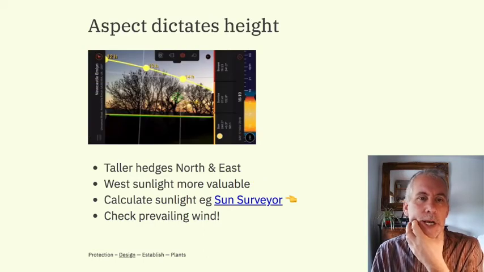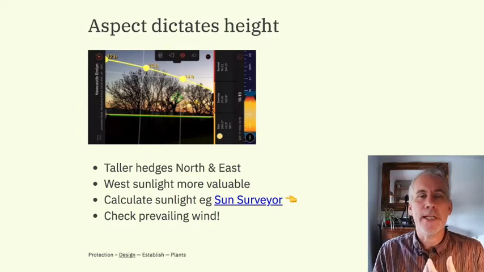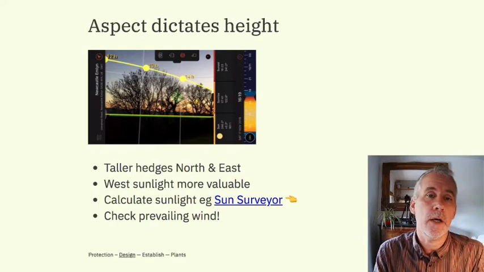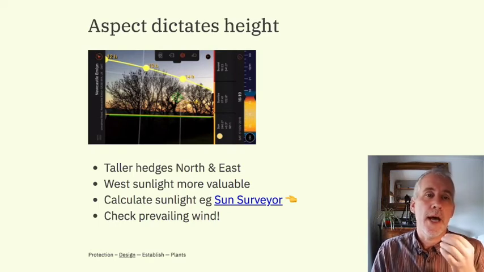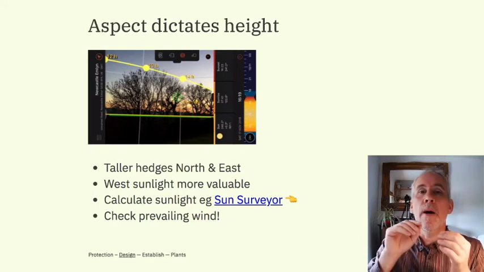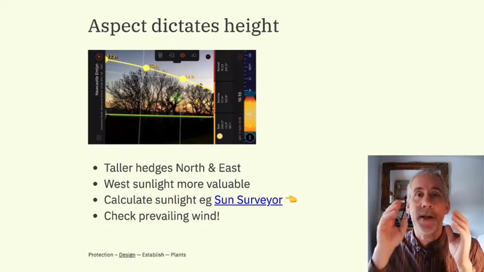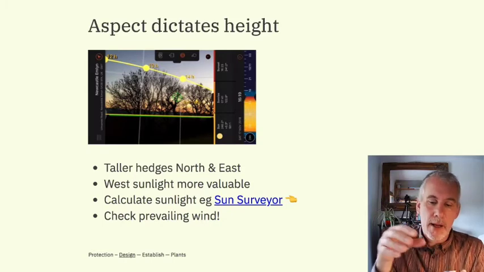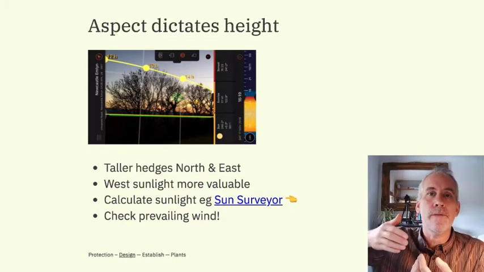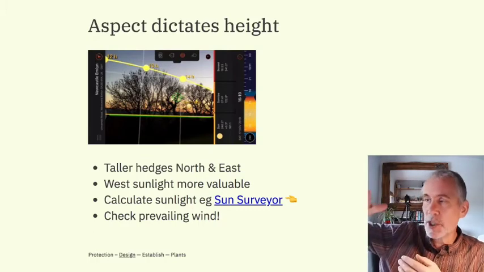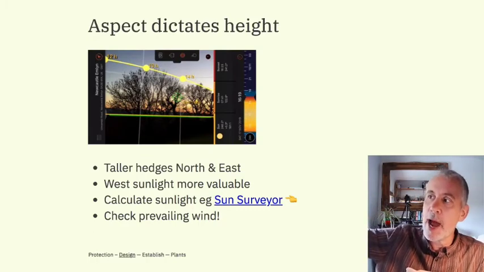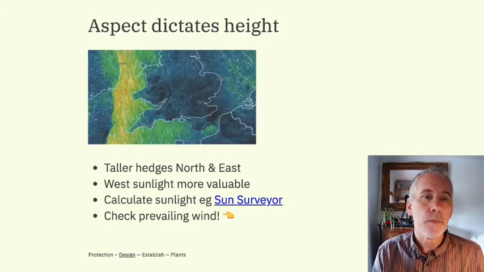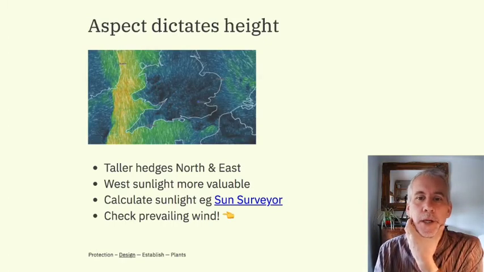And calculate the sunlight, calculate the position of the sun. There's a fantastic app I recommend called Sun Surveyor, which you can get for Android and for iOS. It will tell you the position of the sun during the day, but also throughout the year. And it's fantastic for being able to work out how much light a particular hedge will block off. So you can estimate where the hedge will be, and you can figure out where the shade will fall, and you can do that throughout the year as well. And finally, check the prevailing wind.